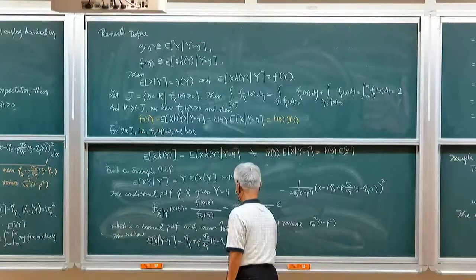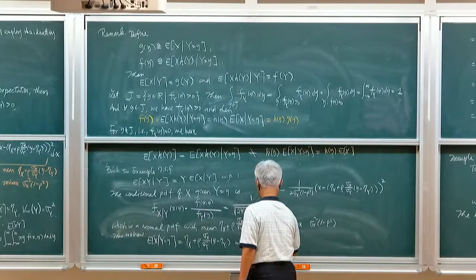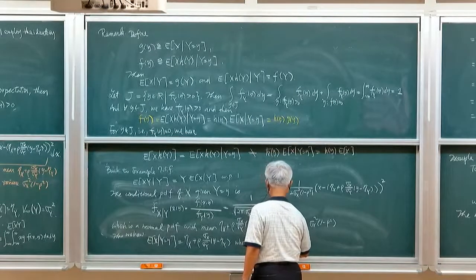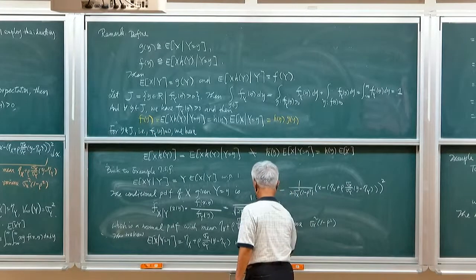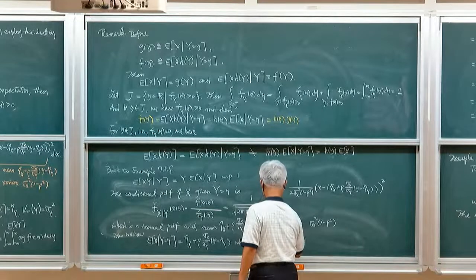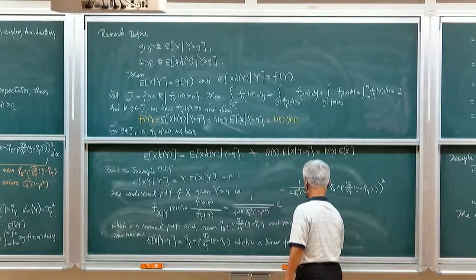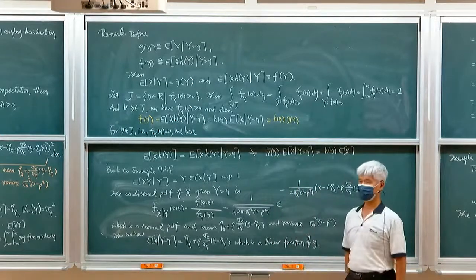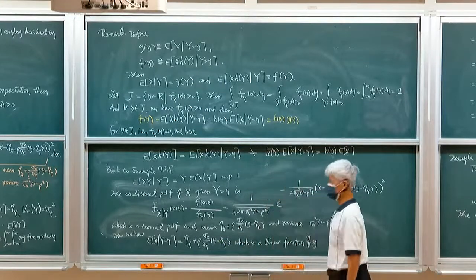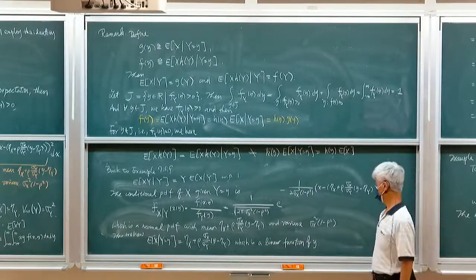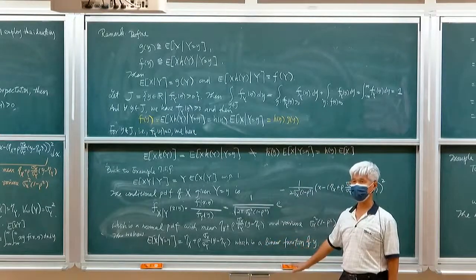Which is an affine function, or linear function, you can say. It's a linear function of little y. Any questions up to here?